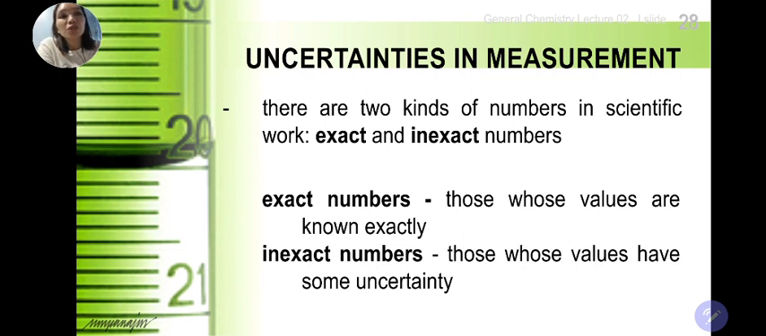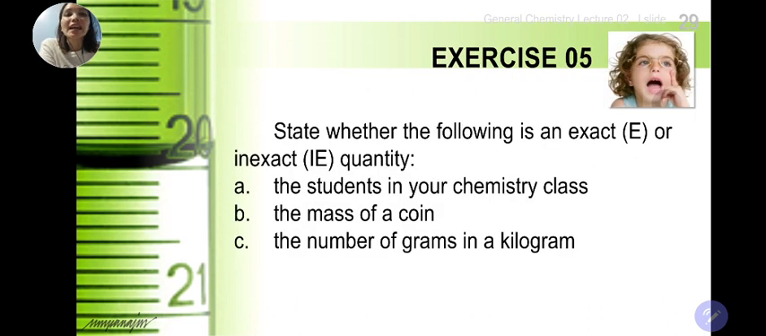Exact numbers are those whose values are known exactly. From the root word exact, you know them exactly. And inexact numbers are those whose values have some uncertainty. So for our exercise, we have to state whether the following is an exact or inexact quantity. So for example, the students in your chemistry class. So bilangin natin, ilan ba yung classmates nyo? Let's say you have 20 students in the chemistry class. So let's put 20. So is this an exact or inexact quantity?